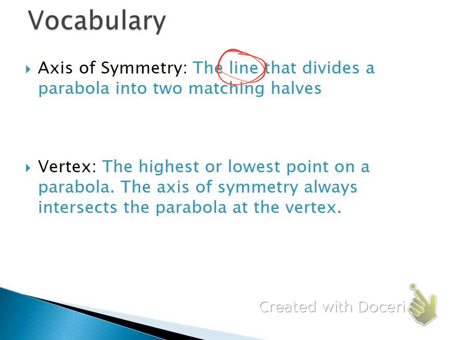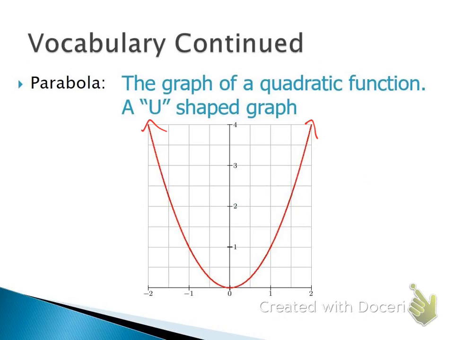And then there's a vertex. The vertex is the highest or lowest point of a parabola. So go back to here. There is a lowest point in this one, and it's this point right here. That is your vertex. Okay? And if I wanted to try to cut this U in half, I would want to cut it right down through here. And so this is what's called your axis of symmetry.